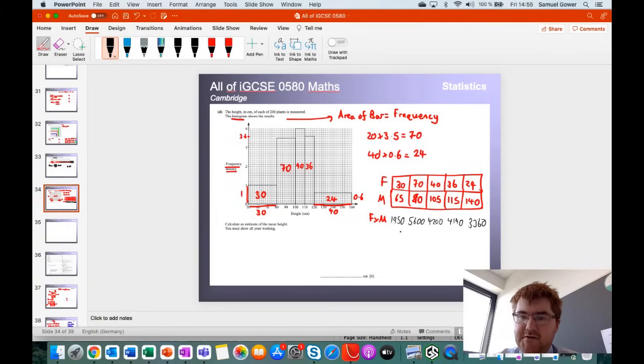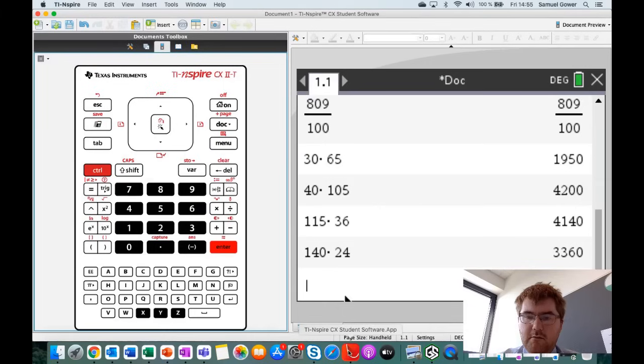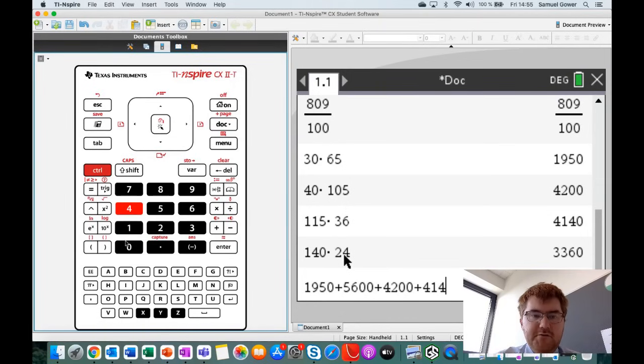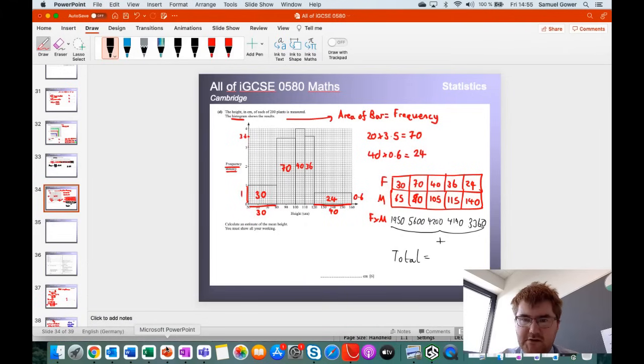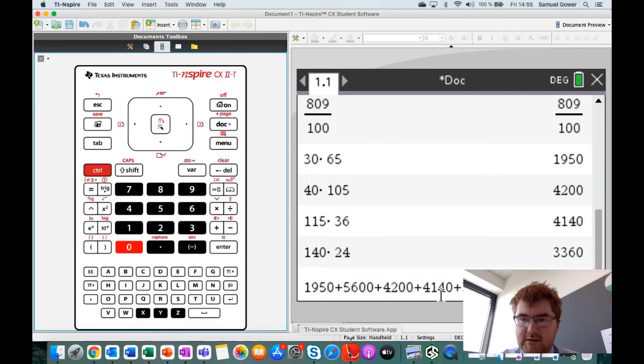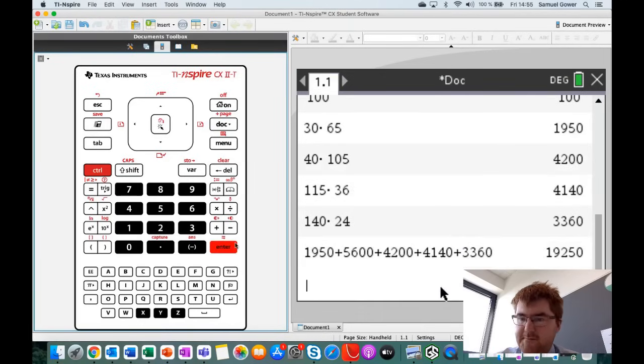And like before, we need to add all these numbers together so we can work out a total. So let's do that on the calculator now. 1,950 plus 5,600 plus 4,200 plus 4,140, 3,360. 1, 2, 3, 4, 5. Got 5 numbers. Just double check. Always double check. Yep, I'm happy with that.